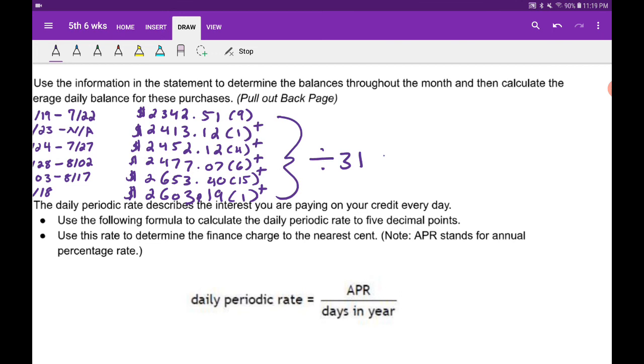And then what we're going to get is our average daily balance of $2,543.81. So our average daily balance. All that means is that through those 31 days, the average balance on our credit card was about that much. All right, and that's what they're going to base the calculations on.